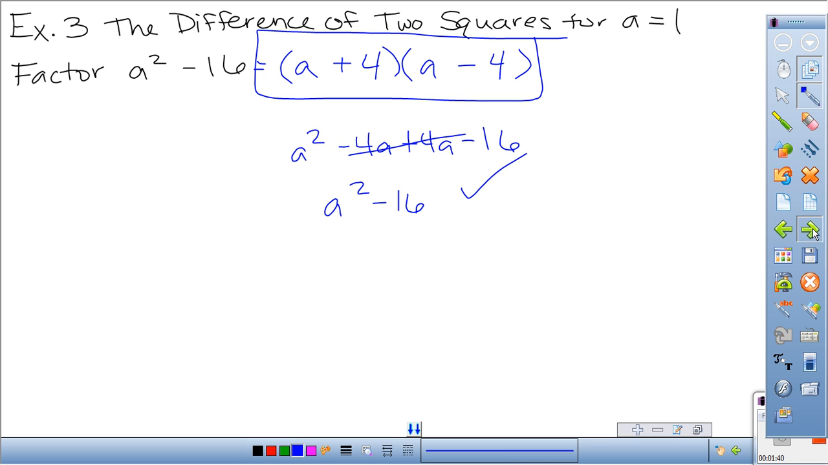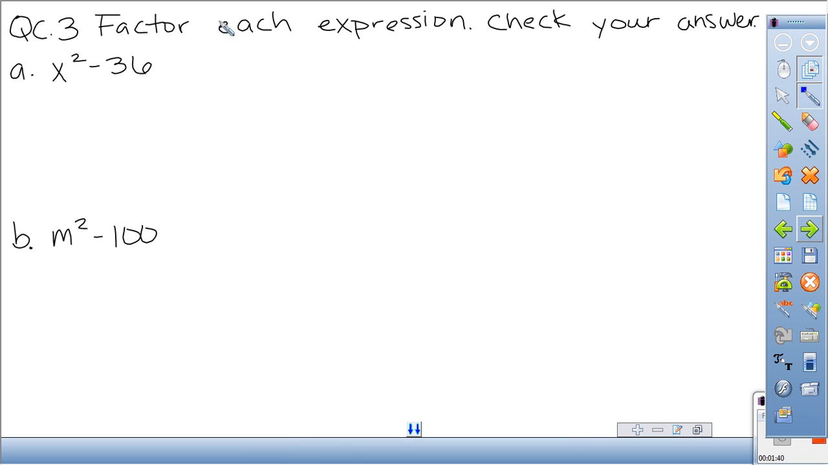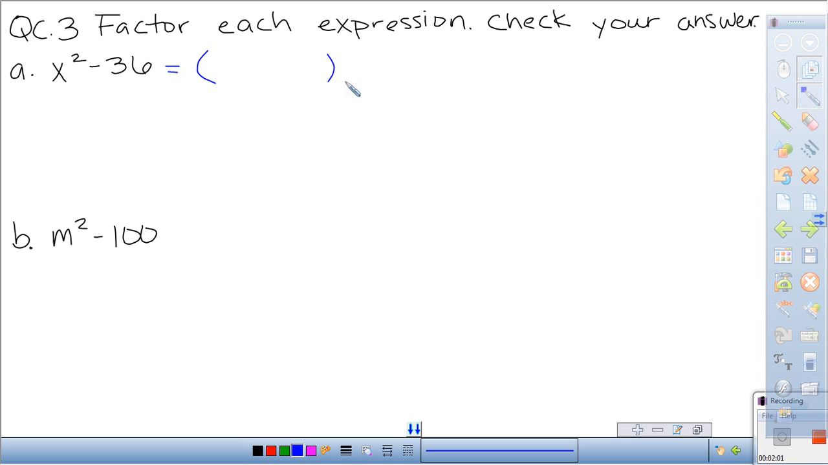Let's try another one, or another couple. Factor each expression and check your answer. We just checked our answer in the last one. We can do that here as well. So again, I can see immediately these are both the difference of two squares because obviously it's the difference. There's that subtraction sign, and these are both squares. So I'm going to have two binomials, one plus, one minus, doesn't matter the order. Take the square root of the first term, x, and the square root of the last term, 6.